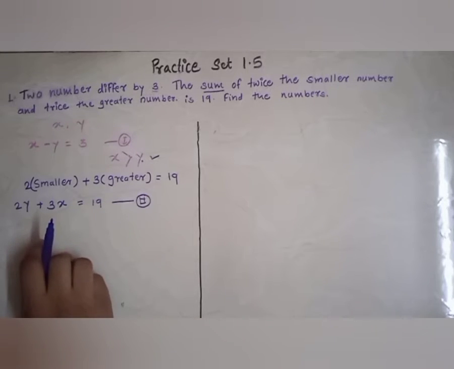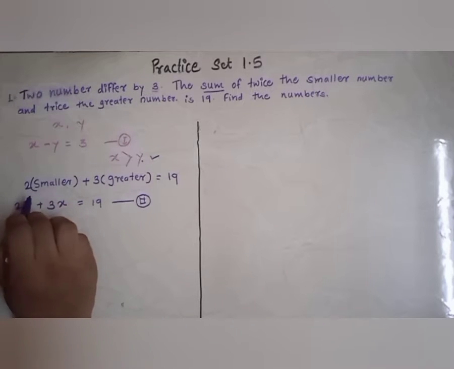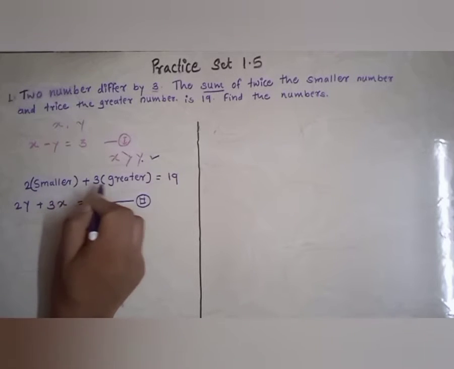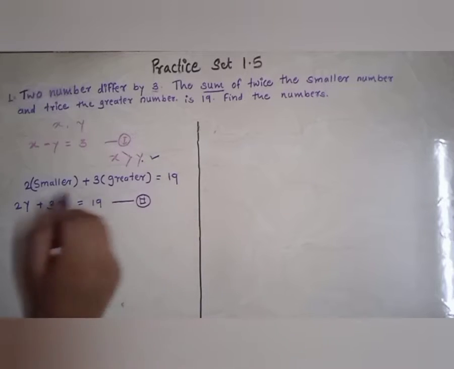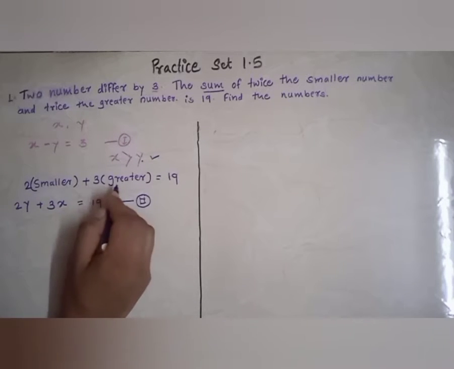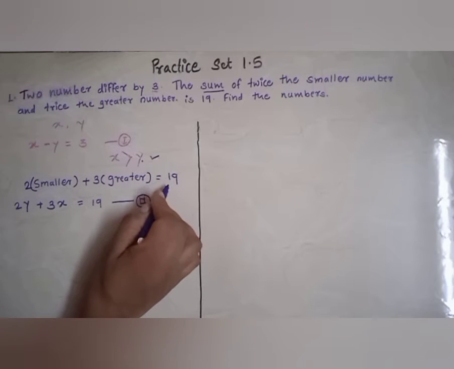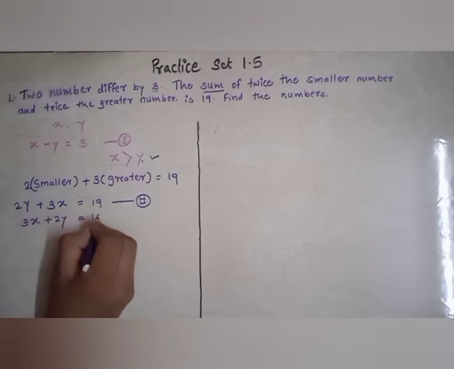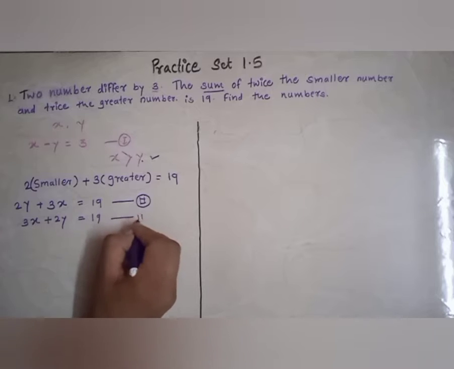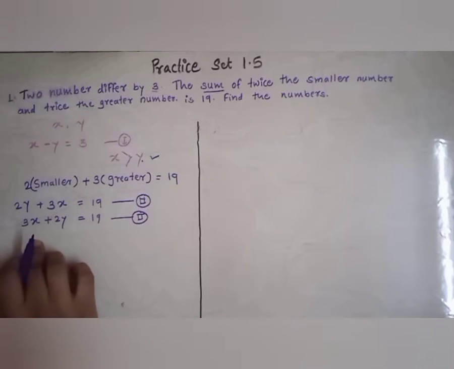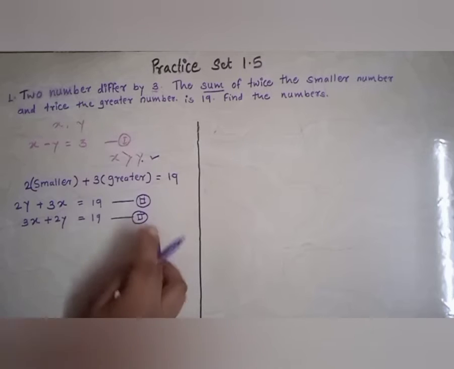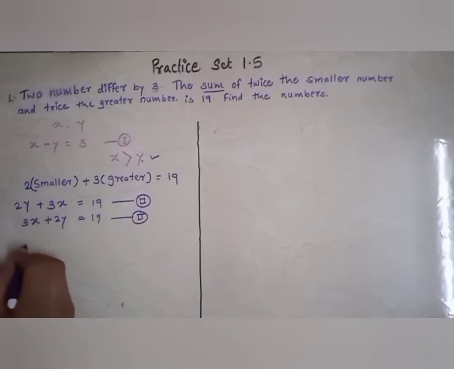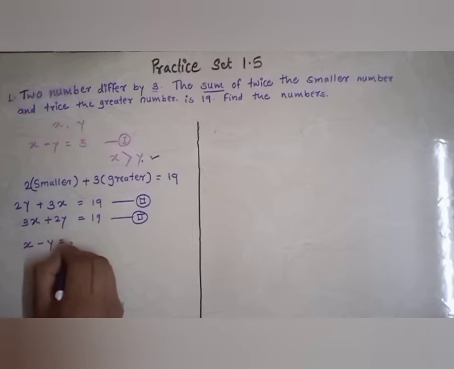Again I will explain this. We take the second condition: twice the smaller number plus thrice the greater number is equal to 19. So we write here 2y plus 3x is equal to 19. Rearranging, 3x plus 2y is equal to 19. This is our second equation. So now we have both equations, the first and the second.